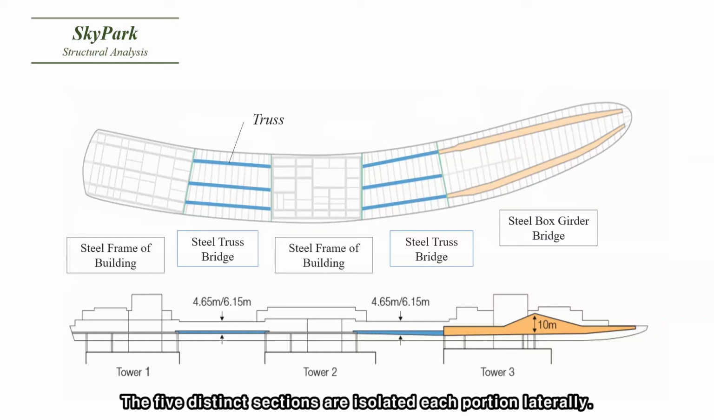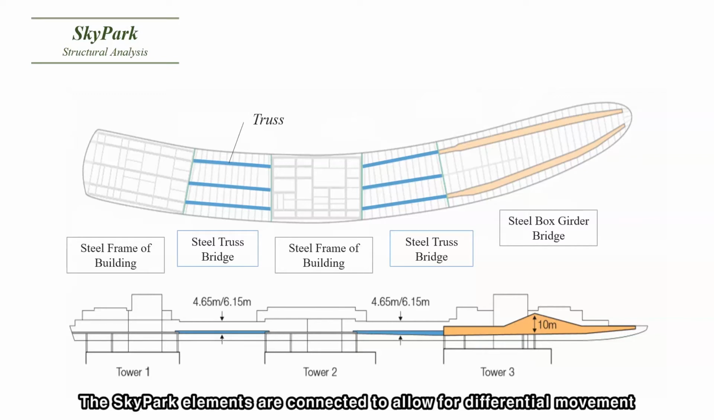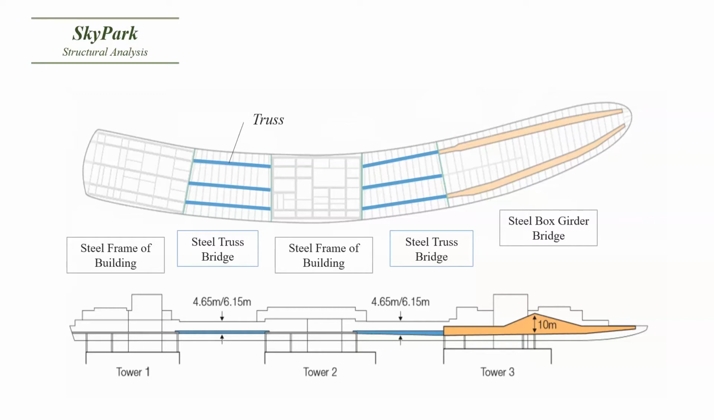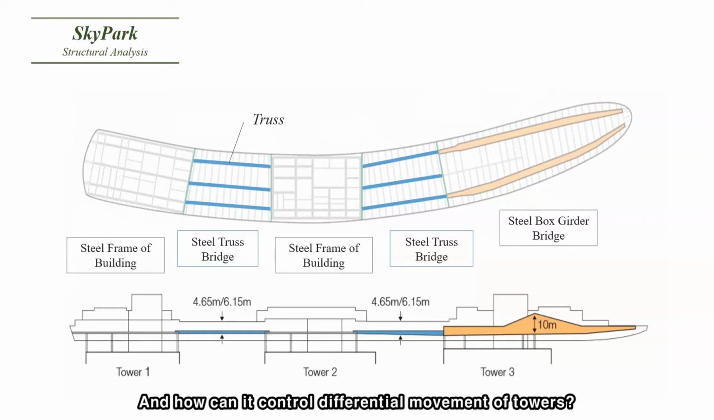The five distinct sections are isolated laterally from each other. The Sky Park elements are connected to allow for differential movement of the towers under gravity, wind, and seismic loads. So, what is the movement joint, and how can it control differential movement of towers?